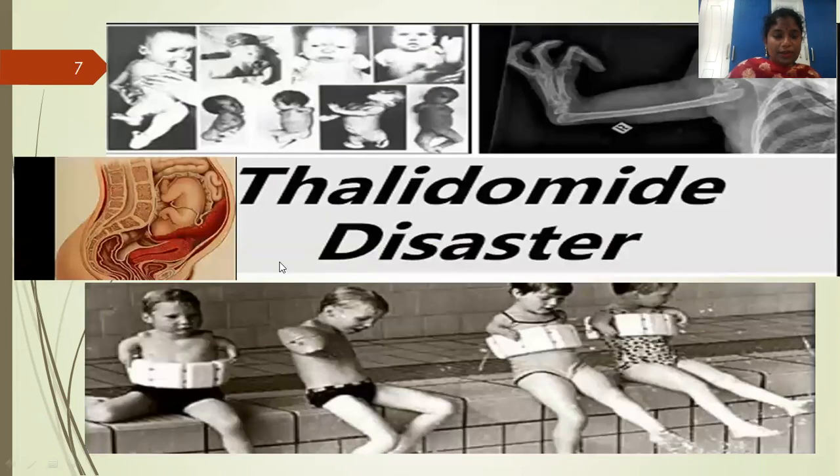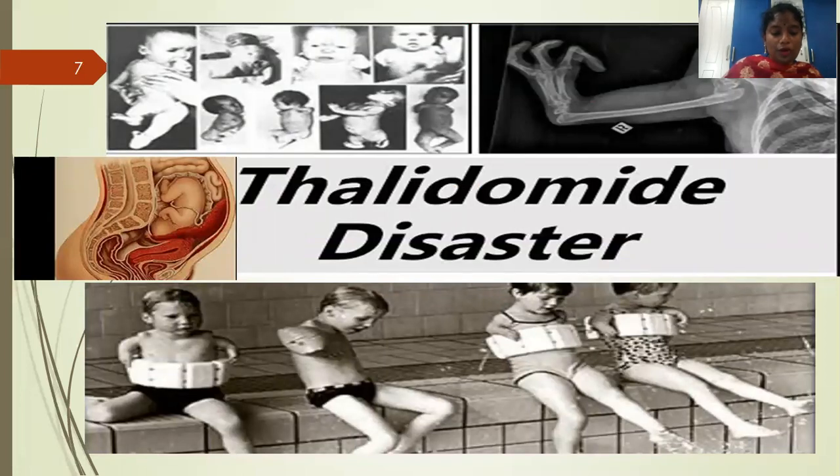So the basic concept of DRA is that all substances are poisonous. No substance is non-poisonous. What differentiates a poison from a remedy is the right amount of the dose. Only the right dose gives the remedy; otherwise it leads to poison.